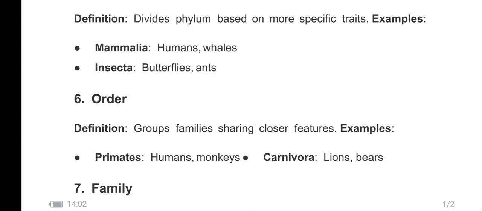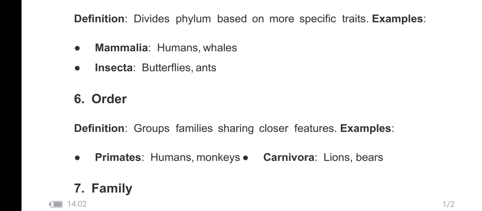We also have the carnivora, which are animals that eat meat, specifically eat meat. For example, we might have lions, bears, cheetahs, those animals that eat meat only. So under the same order, we might also have herbivores, animals that eat specifically plants. For example, we might have giraffes, we might have elephants, among others.